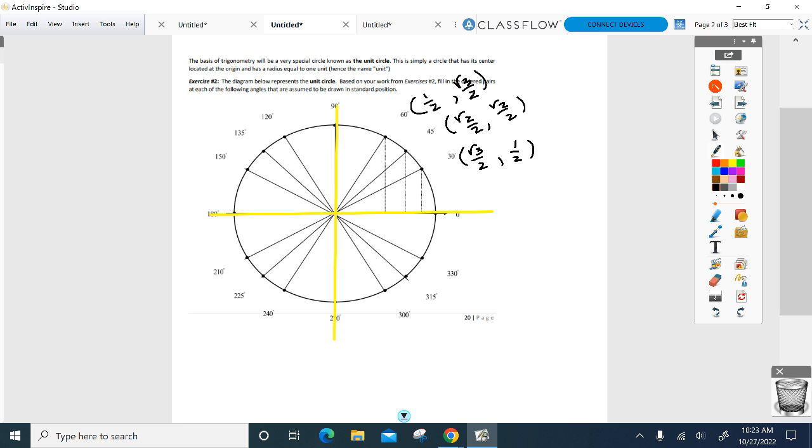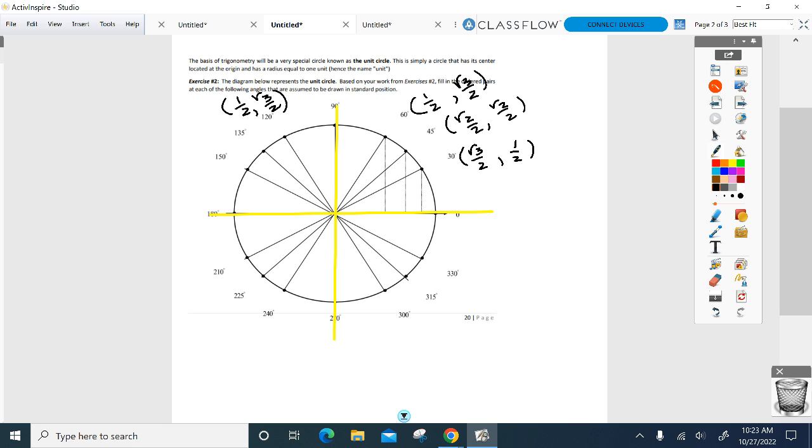I can't go over how to find reference angles anymore. We did that. We're beyond that. That's 60 degrees. So 120, same point as 60, which would be 1/2 and radical 3 over 2.